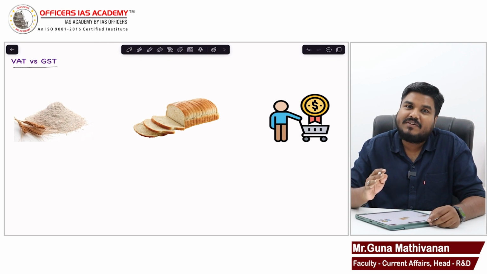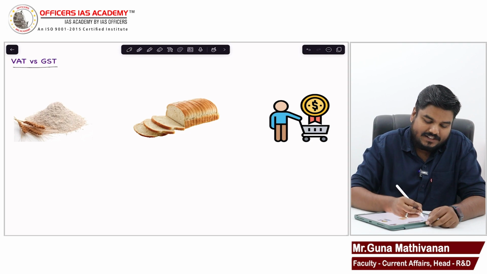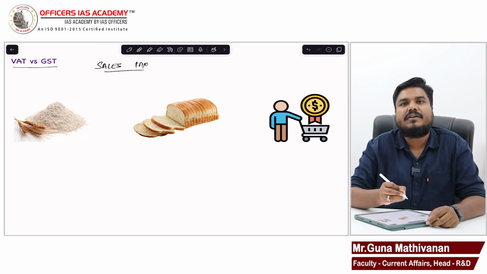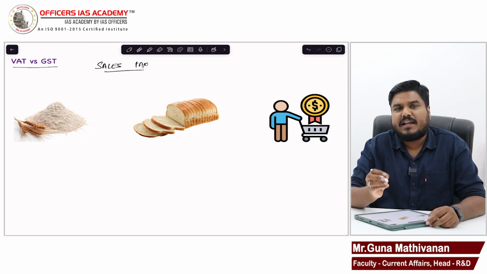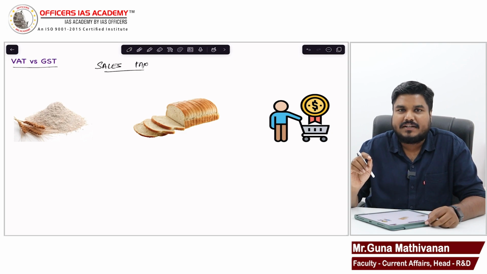But before that, we will try to understand what is sales tax. So friends, sales tax is a tax which is imposed on sale of a good. When a good is sold in the market, sales tax will be imposed. So it is a tax imposed on the sale of a good.